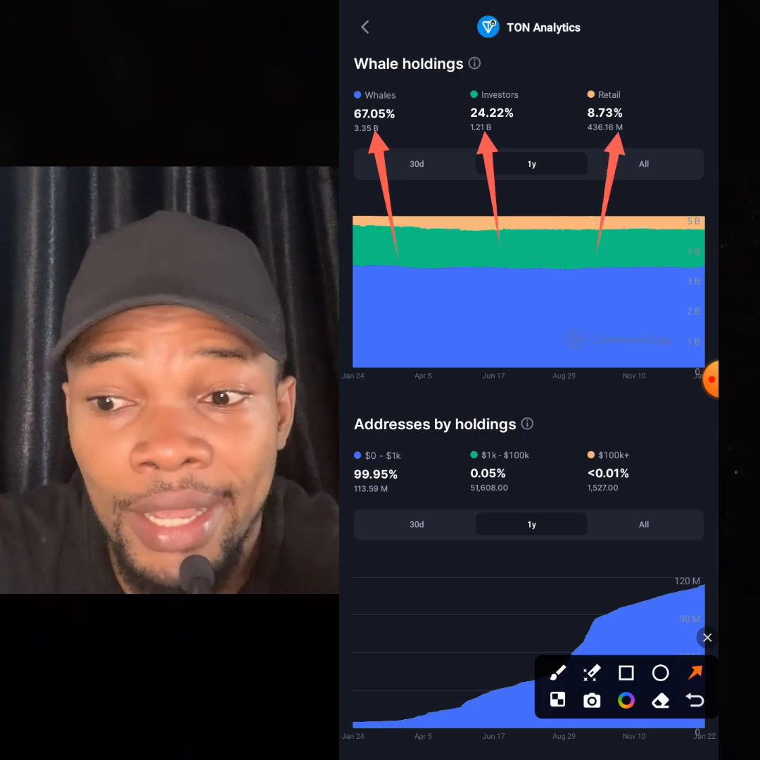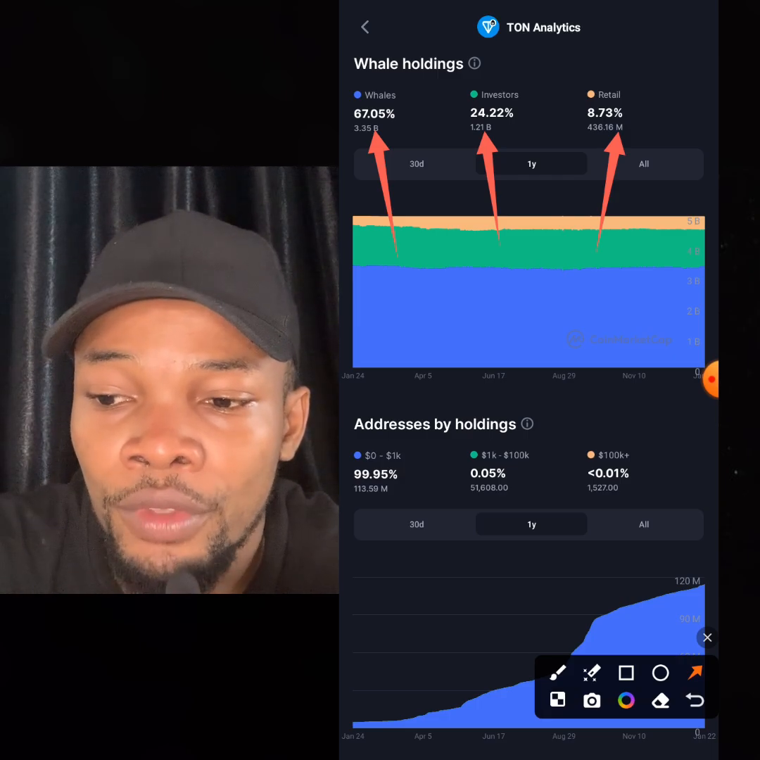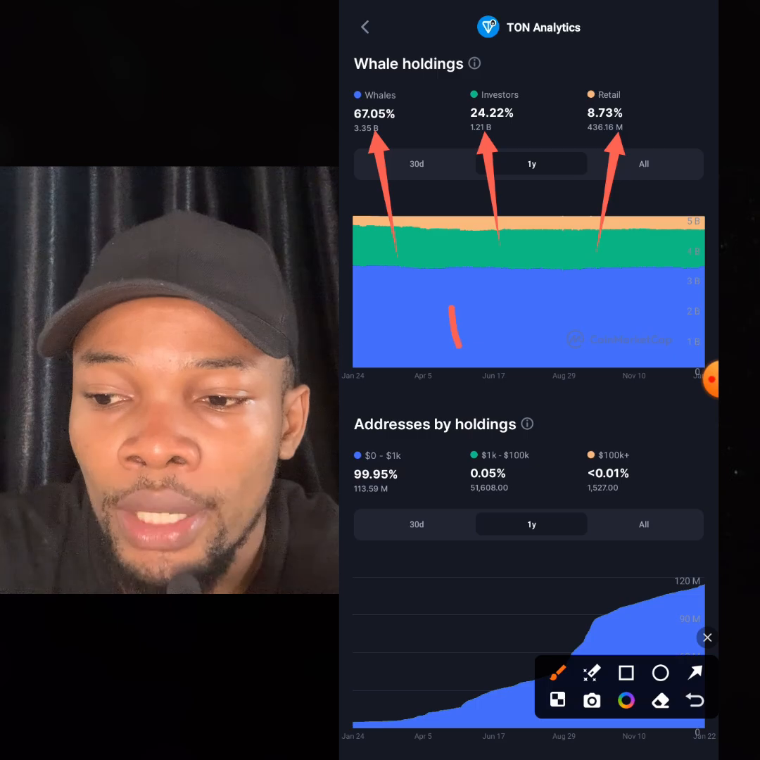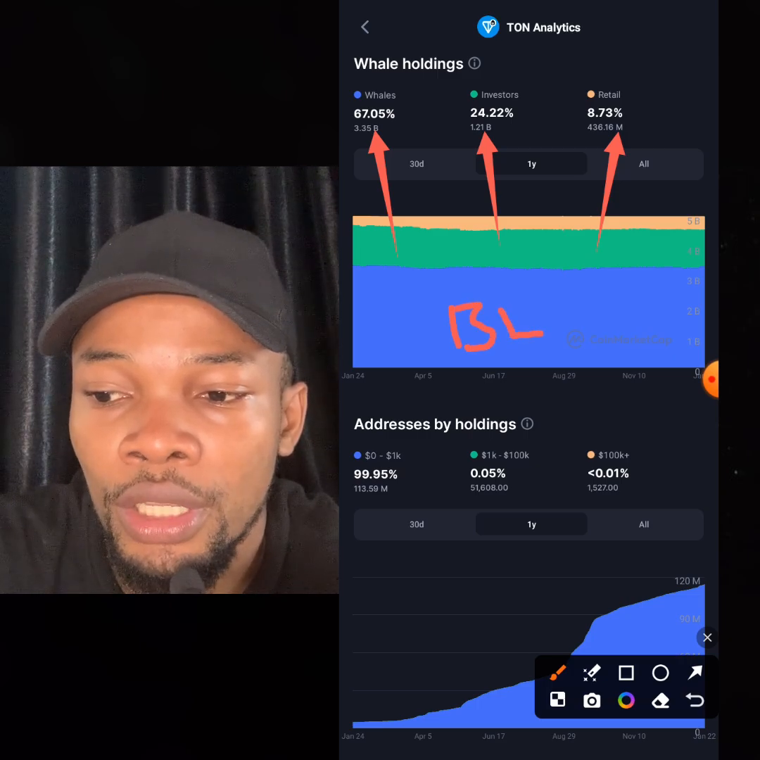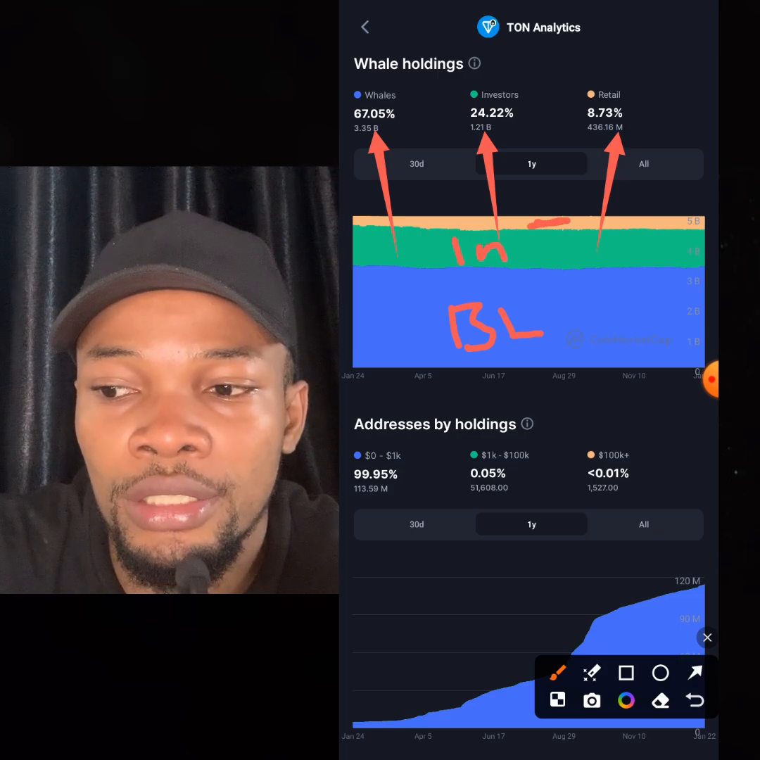Now whales are the big guys that want to hold for a long time. So you can see the whales are the blue one. This one is for whales. Okay, this one. Then this one is for investors. Okay, then this yellow one is for retail.